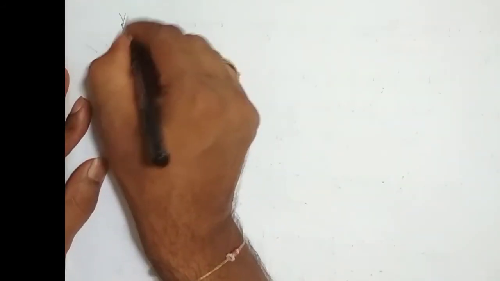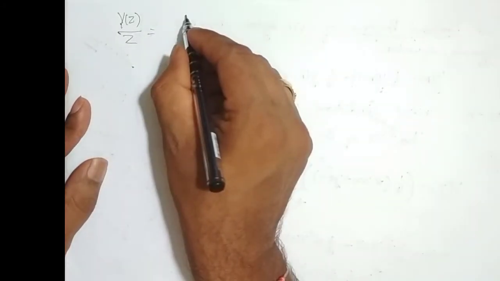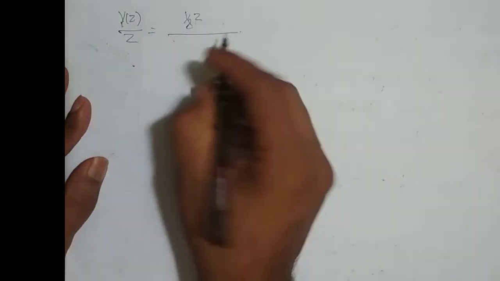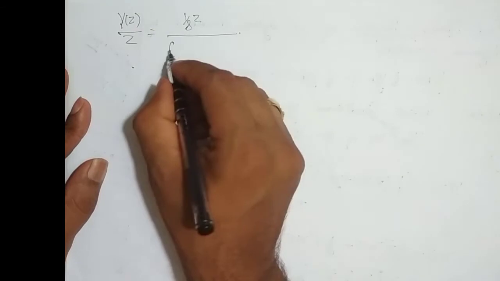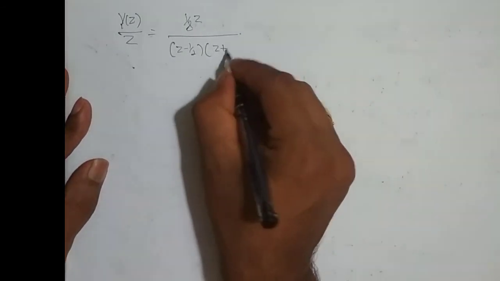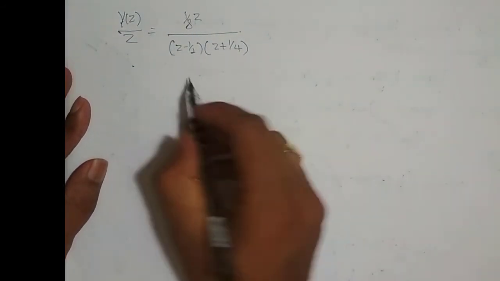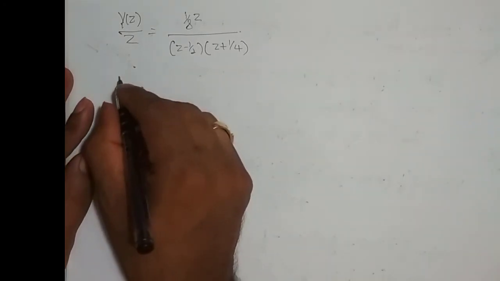Okay, so what is the next step? I have to bring it in the form of y of z by z, right? So y of z by z is equal to, I had 1 by 8 z square, so it is 1 by 8 z divided by, and I will factorize the denominator. It's a second order system. I get two poles. One is at z equal to 1 by 2 and the other one is at z equal to minus 1 by 4. You just check this.